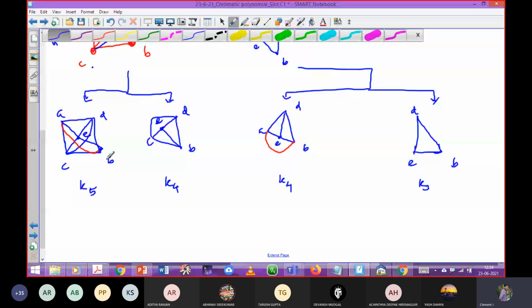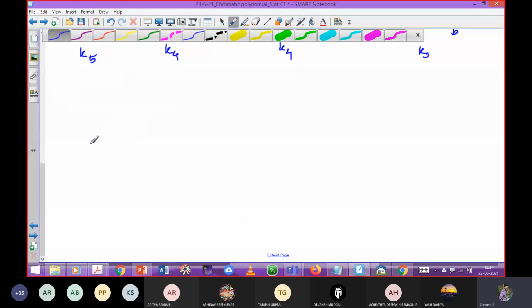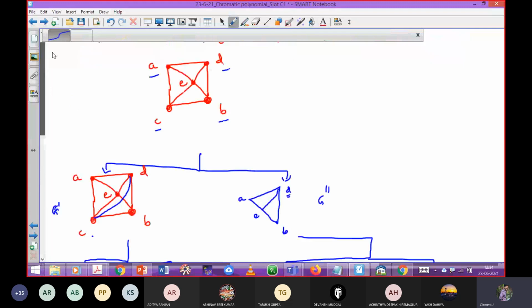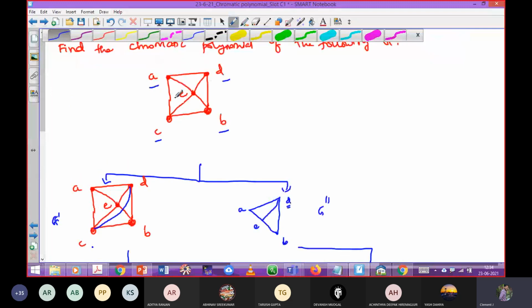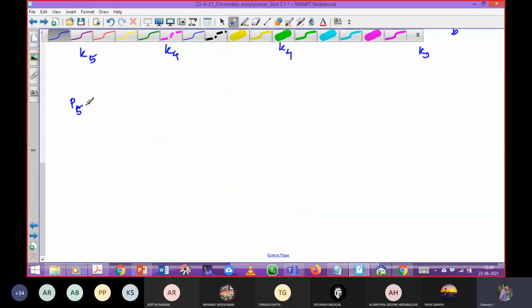So the answer is Pn, that means your n was 5, right? So you are going to determine the chromatic polynomial with n vertices. Here n is 5, of lambda of G. The original graph's polynomial will be equivalent to P5 of lambda of K5. That means first K5, the complete graph on 5 vertices, plus, can you guess what the next one is?